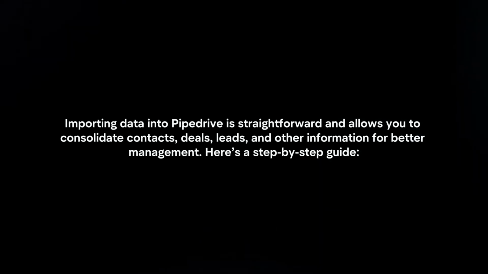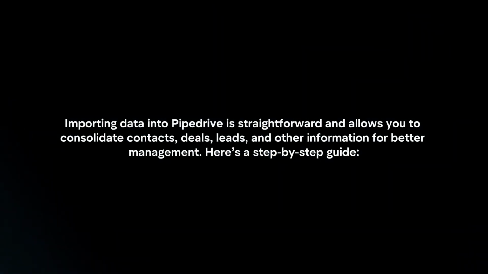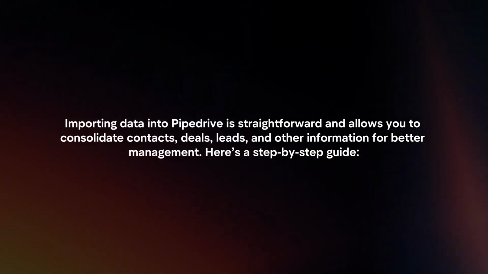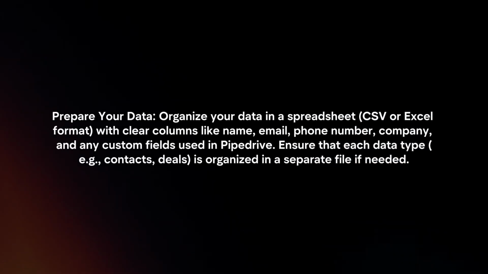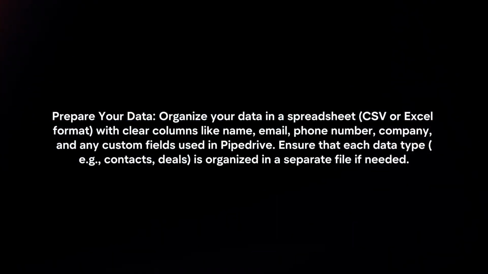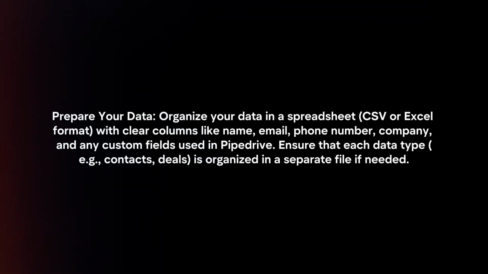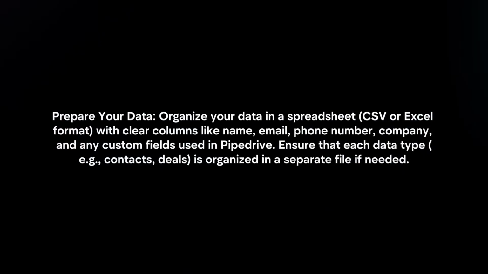Importing data into Pipedrive is straightforward and allows you to consolidate contacts, deals, leads, and other information for better management. Here's a step-by-step guide. Prepare your data. Organize your data in a spreadsheet with clear columns like name, email, phone number, company, and any custom fields used in Pipedrive. Ensure that each data type is organized in a separate file if needed.